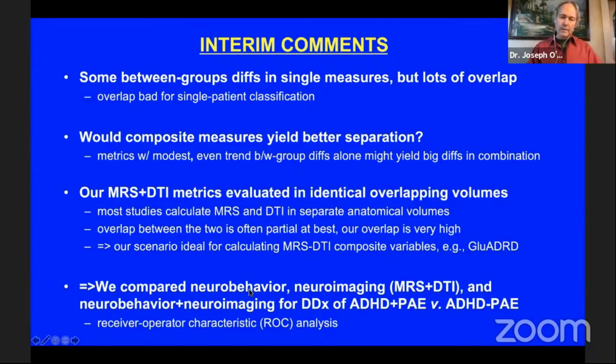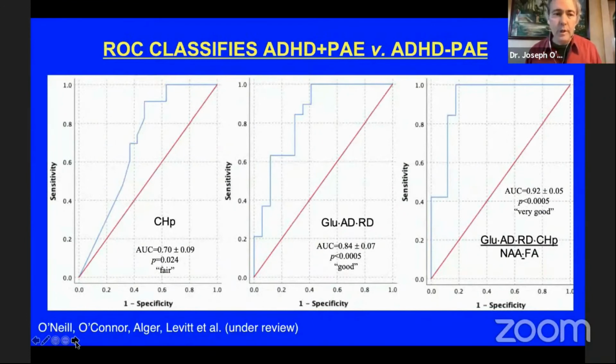So we compared the classification of subjects into ADHD plus PAE and ADHD minus PAE using neurobehavior alone, only neuroimaging, the MRS and the DTI together, and neurobehavior plus neuroimaging. We did this using receiver operator characteristic, ROC, analysis. A lot of you are probably familiar with that. It's the simplest, the most old-fashioned method of classification. And here's some of our results. In ROC analysis, you're plotting sensitivity versus 1 minus the specificity. You're classifying the patients into the two different categories, and you're seeing basically how accurate your classification was, how many true positives, how many false negatives, and that sort of thing. Sensitivity and specificity both run from 0 to 1. So the area of this entire cube would be 1 times 1. It would be equal to 1.0. And we're looking for the blue receiver operator characteristic line.